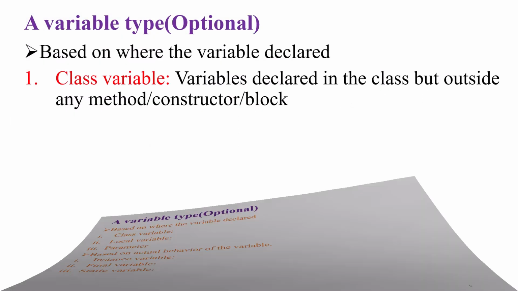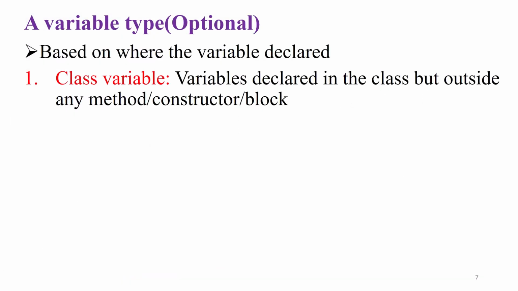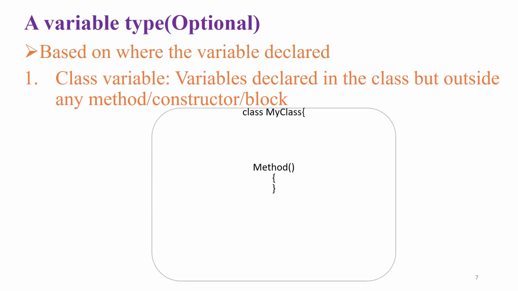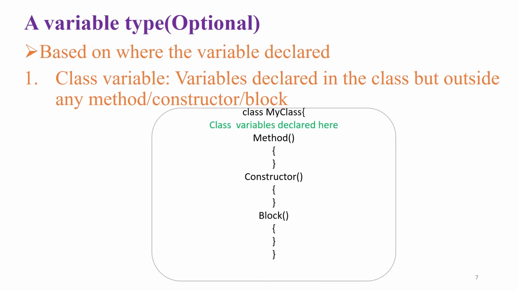1. Class variables. Variables declared in the class but outside of any method or constructor or block are known as class variables. As you see in this example, we have a class named Michaelis consisting of 1 method, 1 constructor and 1 block. So variables which are declared right here, outside any method or constructor or block, are known as class variables. These variables are accessible throughout the class.